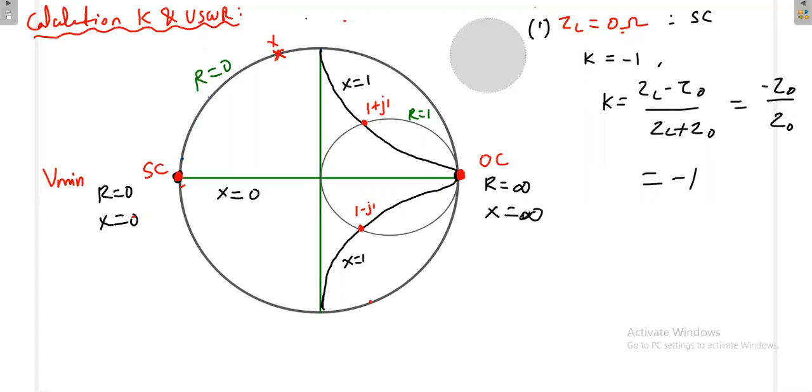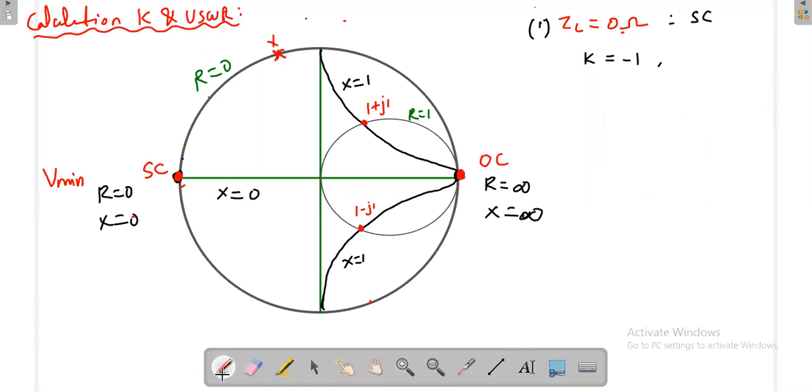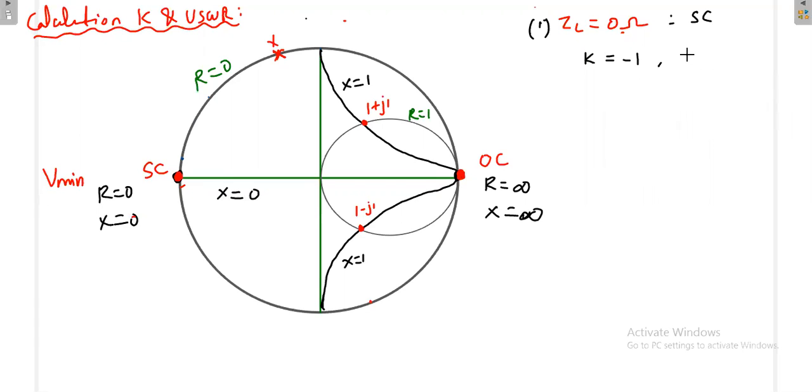Please always remember, whenever you have a short circuit, definitely the reflection coefficient is going to be either plus 1 or minus 1. Now the reflection coefficient is minus 1. Then what is the magnitude of the reflection coefficient? That is 1.